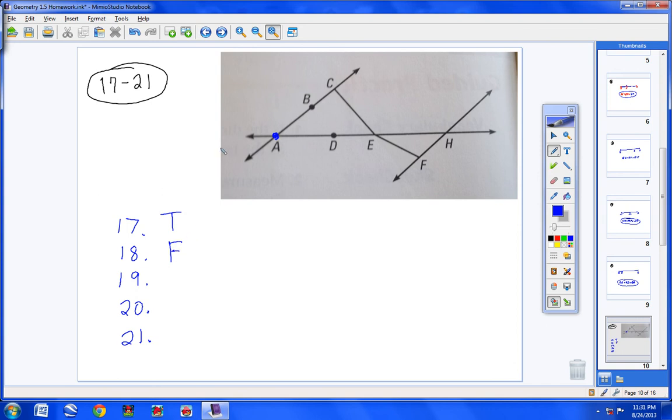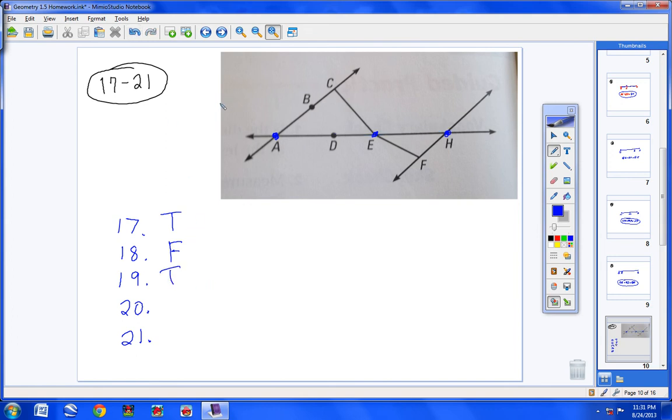All right, number 19 says E is between D and H. Well, here's D, here's E, and here's H. Students, that's a straight line. All 3 of those points are collinear, and E is in the middle. So yes, that is definitely true.